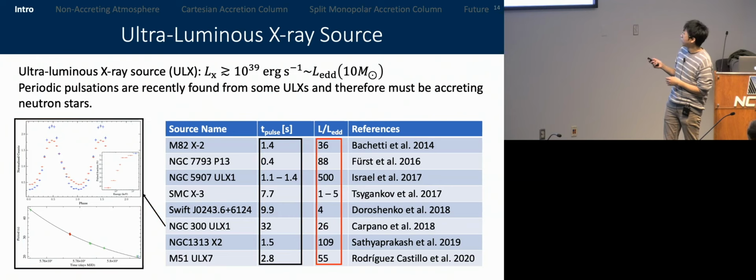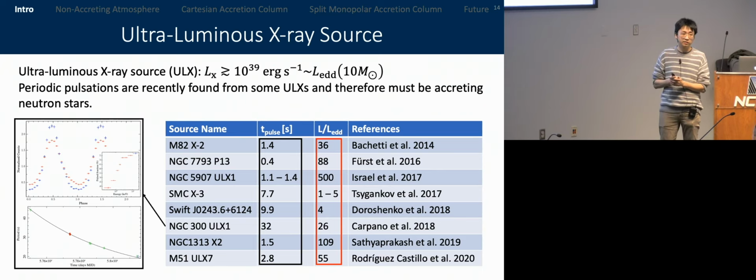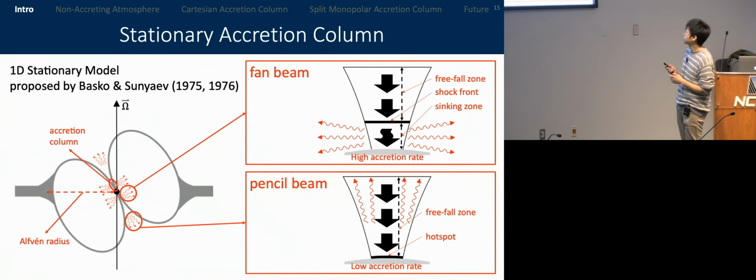Okay, so their Eddington ratio can range from 1 to 500. So it's extremely bright, and the Eddington ratio is very high, indicating there must be some mechanism to facilitate this accretion or a very strong beaming effect.